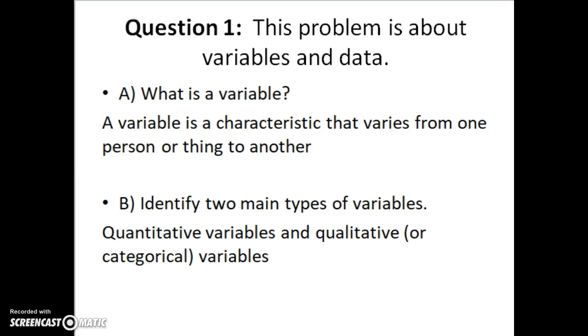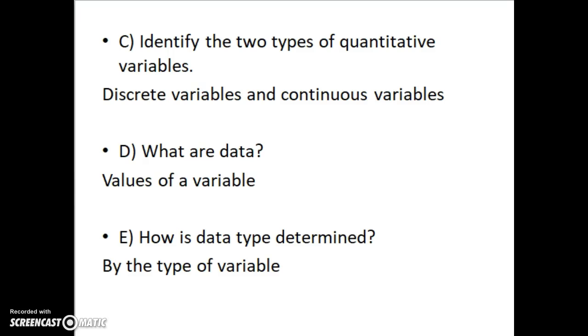Two main types of variables: quantitative variables and qualitative variables. Quantitative variables are the numerical variables. If you talk about numbers, that's quantitative. But if you cannot talk about numbers and you talk about categories, that's going to be a qualitative variable. Two types of quantitative variables are discrete variables and continuous variables. If you can list the values, that's going to be discrete. But if you talk about intervals, that's going to be continuous variables.